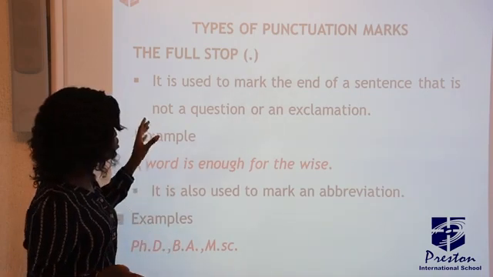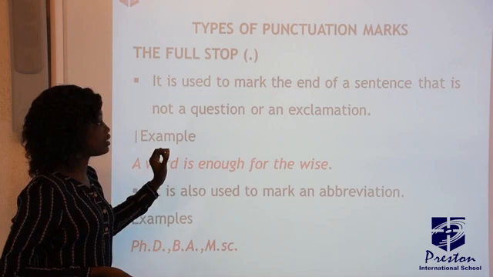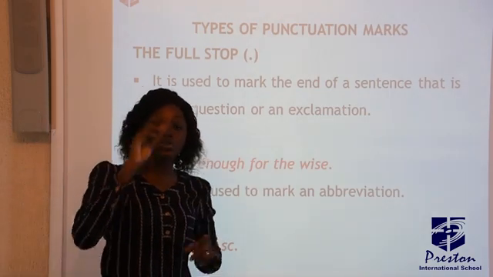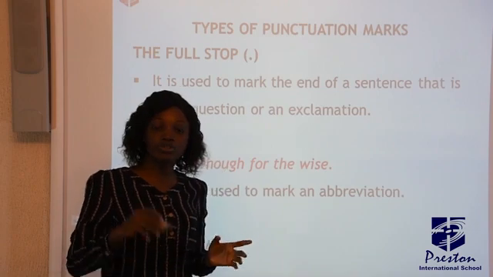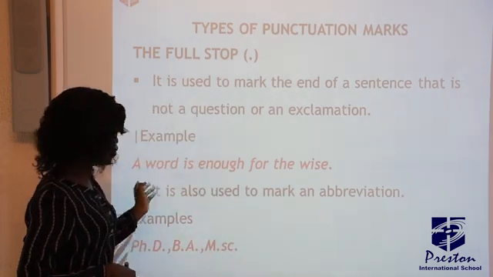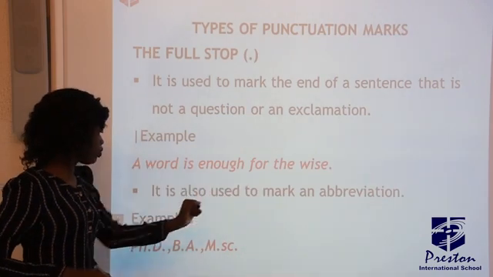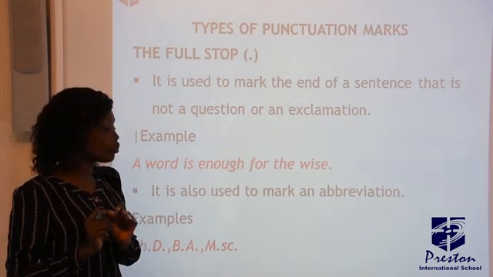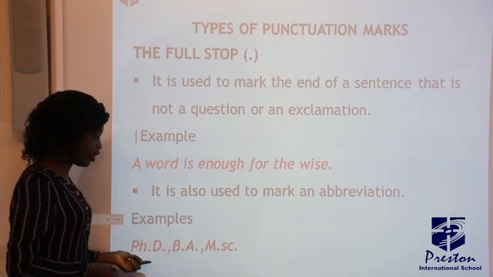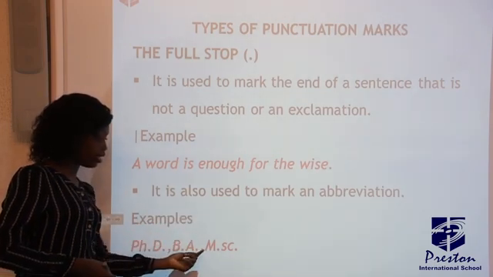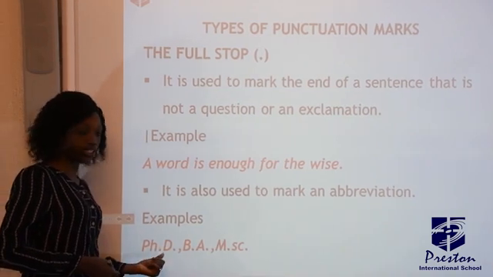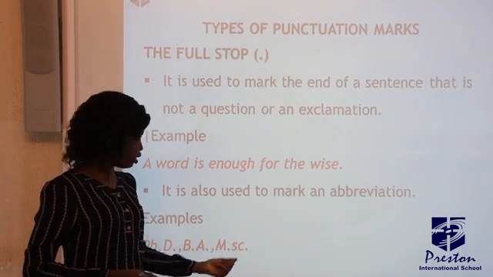So, the first one here, we have the full stop or the period. This is commonly used. You use it at the end of a sentence that is not a question or an exclamation. So if a sentence is a question, you use your question mark. If it's an exclamation, use your exclamatory mark. So you have an example there. A word is enough for the wise. That's the full stop. Also, you use the full stop or the period for abbreviation. For instance, you have PhD, BA, MSc. So you see, for abbreviation, after the H, you have your period, full stop, and all that.